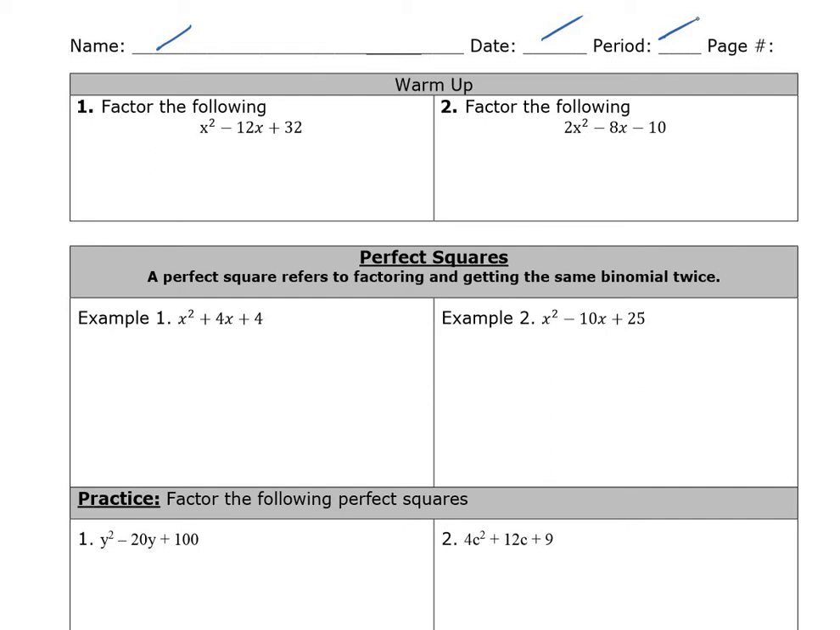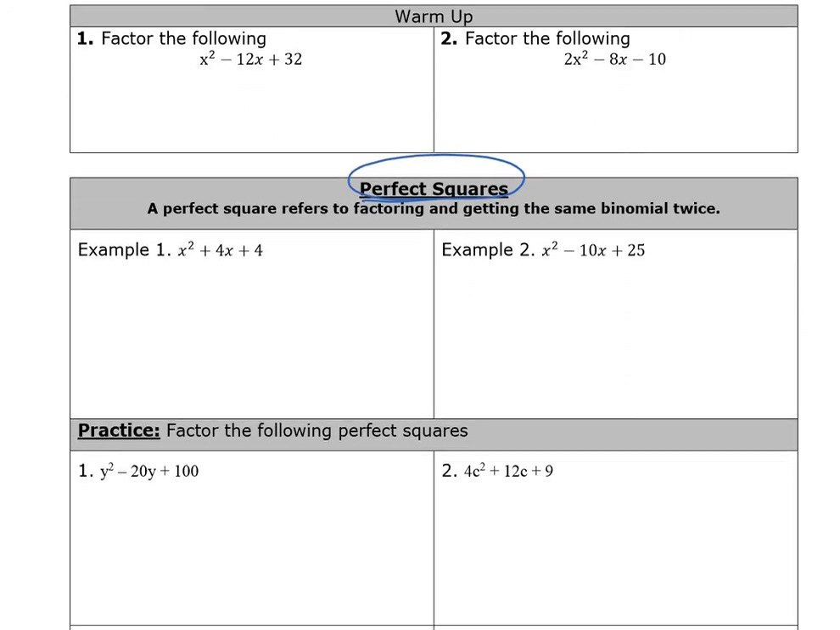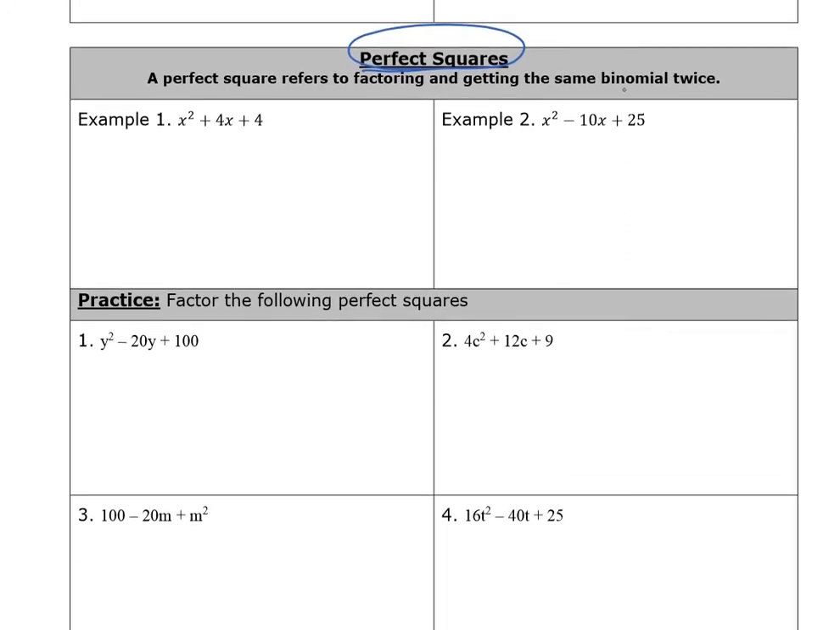Today we're going to continue factoring trinomials, but we have two special cases. The first special case is perfect squares. A perfect square is when you factor it and you get the same binomial twice. For example, if the answer would turn out to be x plus 2 and x plus 2, that's the same binomial twice. It's a perfect square. You could also write it as x plus 2 squared.